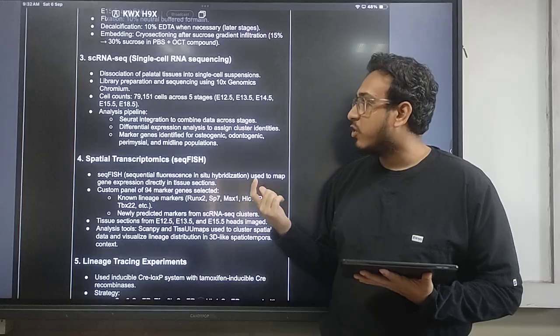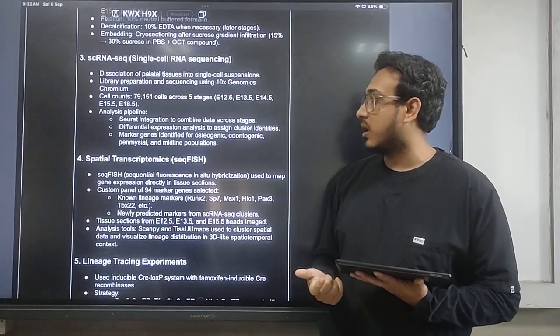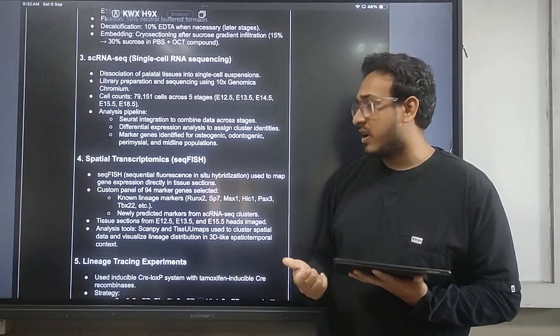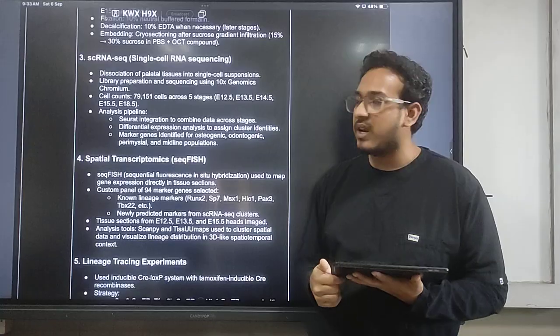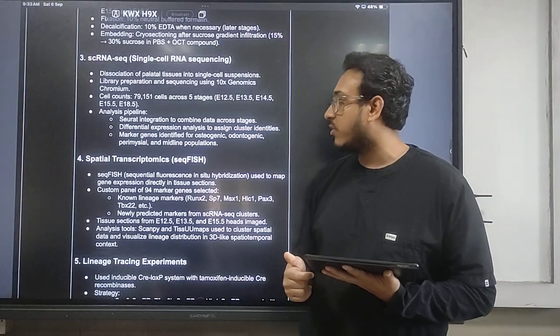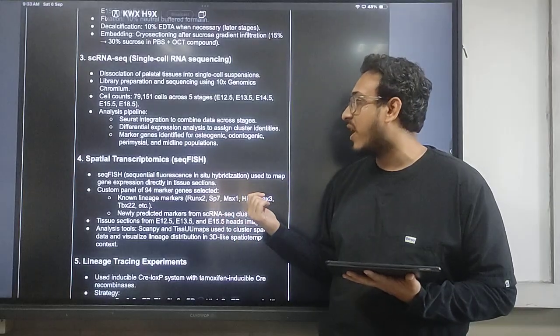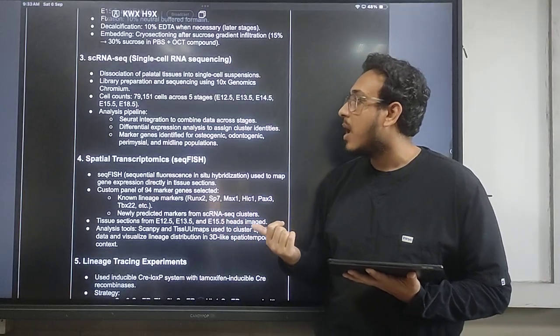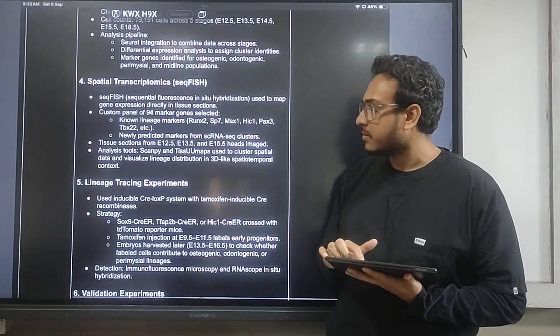And pipeline analysis was done where they integrated the data. Seurat integration was done to combine the data across stages. Differential expression analysis was done to assign cluster identities, and marker genes were used to identify osteogenic, odontogenic, perimysial and midline populations of cells.